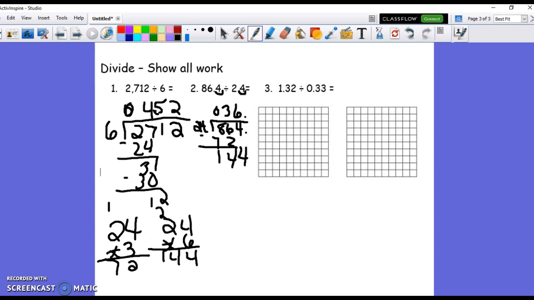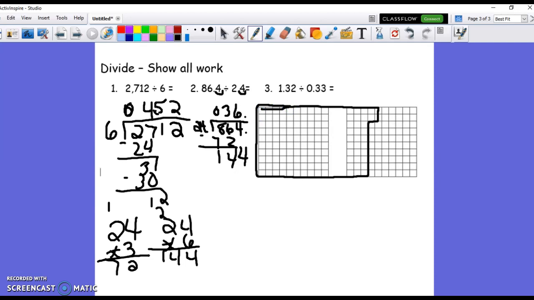In number 3, you get 2 points, 1 for showing your work and 1 for the grid. Now, if you can do the grid first, that might help you. So I need 1 and 32 hundredths because I need to outline my divisor. So my divisor is 1 and 32 hundredths. So I'm outlining my divisor.